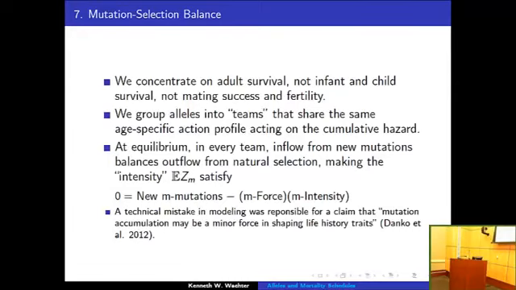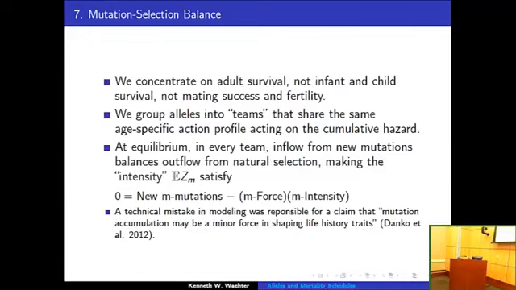We come up with theory that may help explain these commonalities, the Gompertzian rises, the late age plateaus that I've been talking about, that I showed you as the foundations of biodemography. I'm not going to go into that part of the theory today, but I do want you to have this picture of a predictive mathematical model with alleles grouped in teams according to their age-specific action, with an equilibrium in which inflow from new mutations is balancing outflow from natural selection.